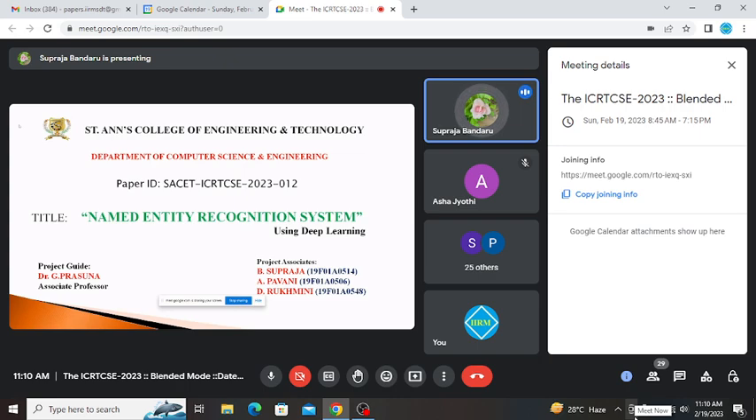My name is Supraja and my project name is Named Entity Recognition System using deep learning. My teammates are Pavni and Rukmini, and our guide name is Prasanna Madam.